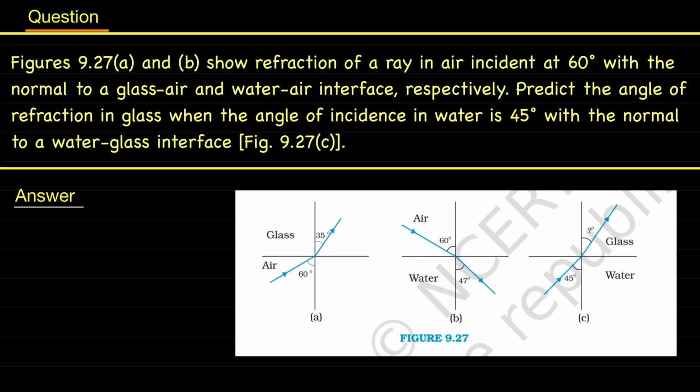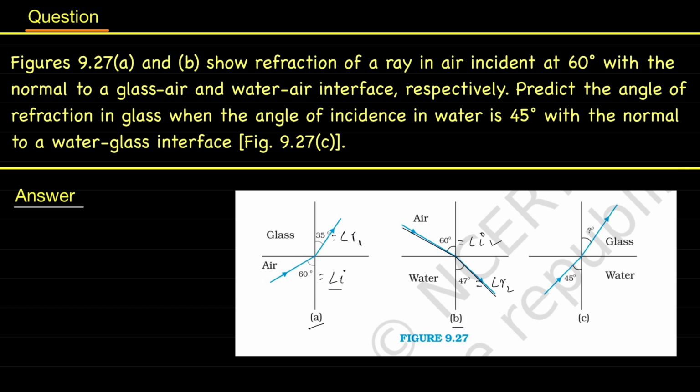If the incident ray moves from air to glass, as you see the angle of incidence is 60 degrees with respect to air. This is angle I with respect to air and angle R is 35 degrees. Now in the second figure B, the incident ray moves from air to water. So this 60 degrees is the angle of incidence. So in figure A and figure B, the angle of incidence is the same, but the angle of refraction is different. We can write this as R1 and this as R2.